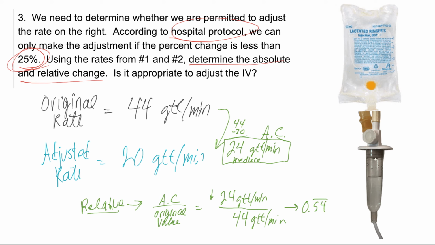And if I turn this into a percent, round it to the nearest tenth, I get 54.5%. So our relative change, we would be reducing the original rate by 54.5%, which is significantly more than our 25% cutoff. So that means we would not make this adjustment. That's too much of a change. We want to hold off, check with the prescriber.